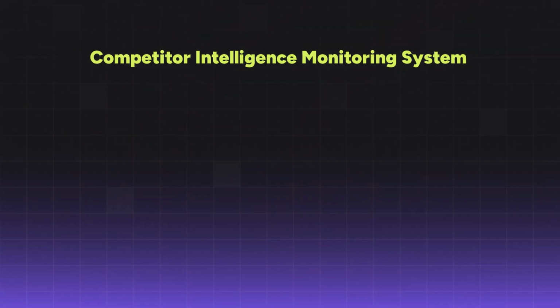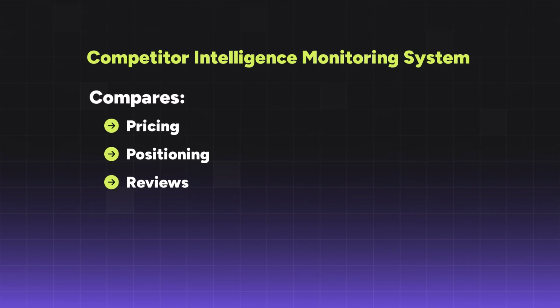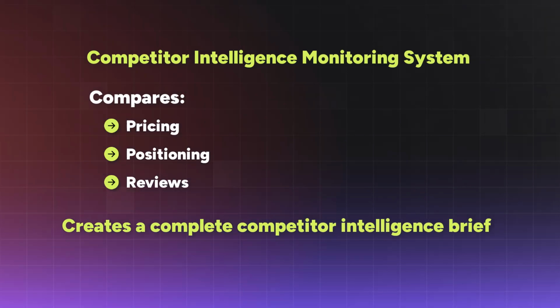Manually checking competitor pricing, messaging, and reviews every month is a tedious time sink, and half of what you find doesn't really even matter. So I built an automated competitor monitoring system with OttoKit. It analyzes 3 competitors monthly, comparing their pricing, homepage positioning, and recent Trustpilot reviews, and drafts a complete competitor intelligence brief in Gmail. Let me show you how it works.